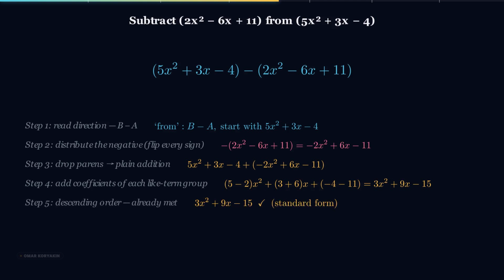Step 5. Write the result in standard form. The result is 3x squared plus 9x minus 15. Descending order from x squared down to constant, standard form complete.